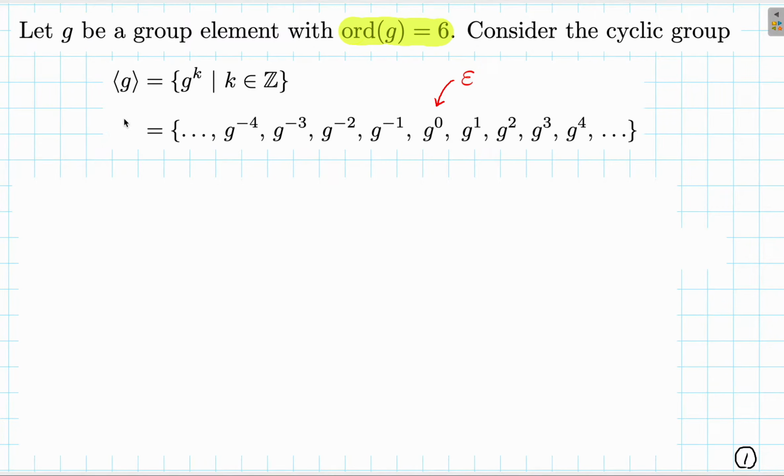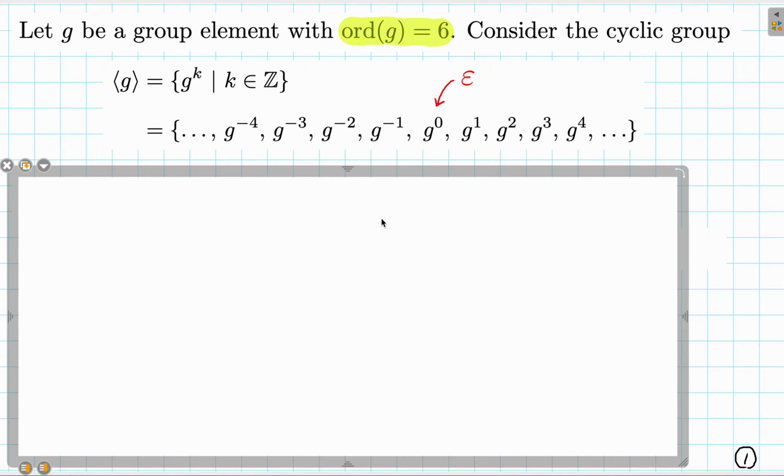Recall that this is the set of all integer powers of G. So we have all the positive powers of G, negative powers of G, G to the 0, which is the identity element. So here are some tasks to get us started.